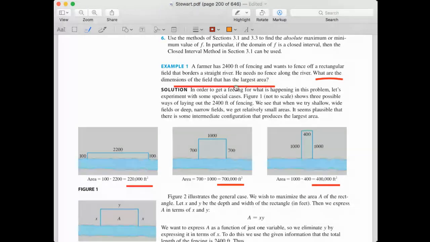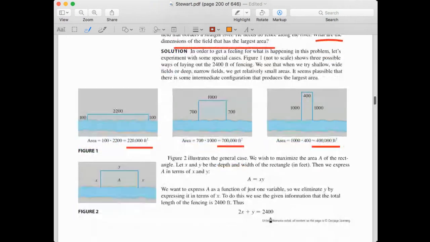So first, we need to work with a function. Because this is regarding the area, we better start with an area, right? So what is the area for any rectangle? Area equals the length times width, right? Let's call the length y. Let's call the width x. So the area equals width times length.